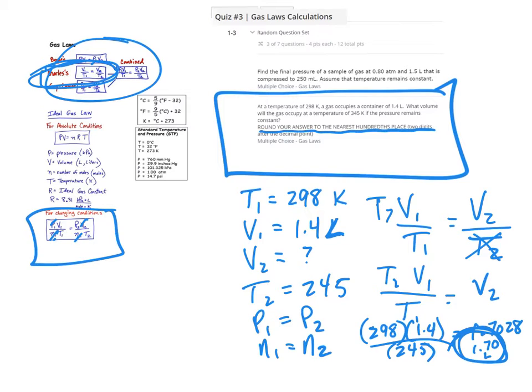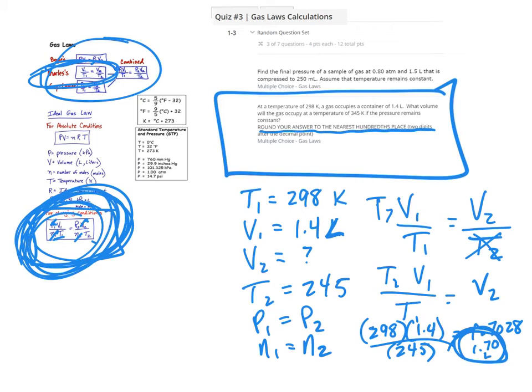So in these problems, I can figure out that if it's a changing conditions problem, most of these are going to be on quiz number 3, quiz number 4, and quiz number 5. Some of these variables could cancel out. P1, P2 equal, N1, N2 equal, and then it reduces to one of these. So that's what we've got to figure out.